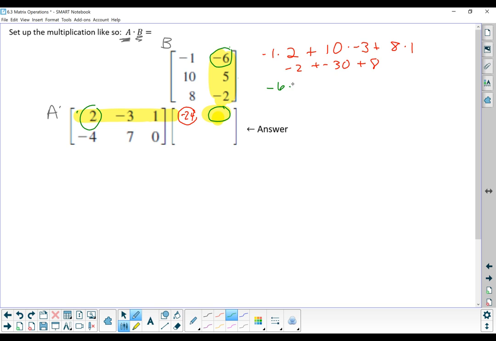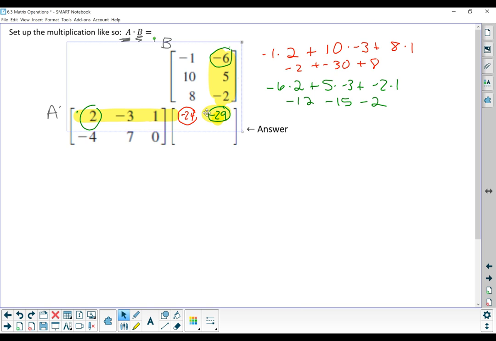So we have negative 6 times 2. We have 5 times negative 3, and we have negative 2 times 1. So negative 12, negative 15, negative 2, that's negative 29. So we're halfway done with our multiplication.